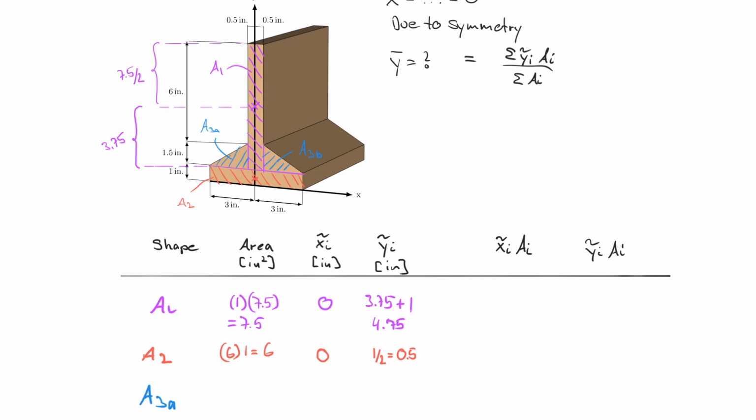And once again, because it's the first time we're really doing these problems, so the distance from the centroid of the individual shape to the coordinate origin. And so it's 0 because there's no distance in the x direction, but it's 1/2 of the height here of 1, because from here to here it's 1/2.